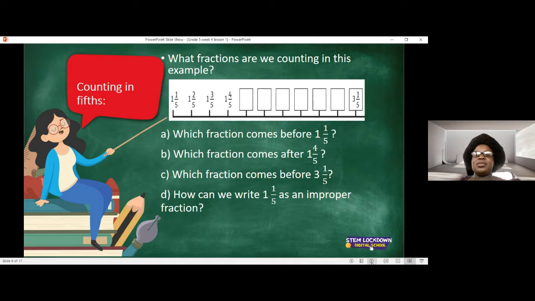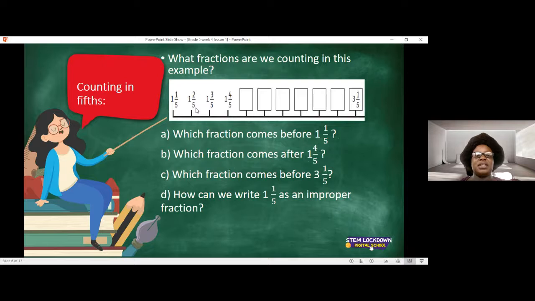And then, if you see this number line, how are we counting? What fractions are we counting in this example? You see, I didn't start from 0, so now the standard is going a little bit higher. I didn't start from 0 to say 0. So how are we counting? In what fraction are we counting?